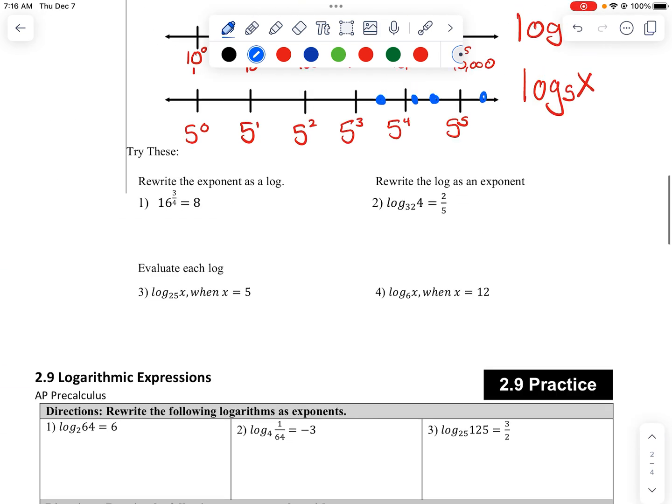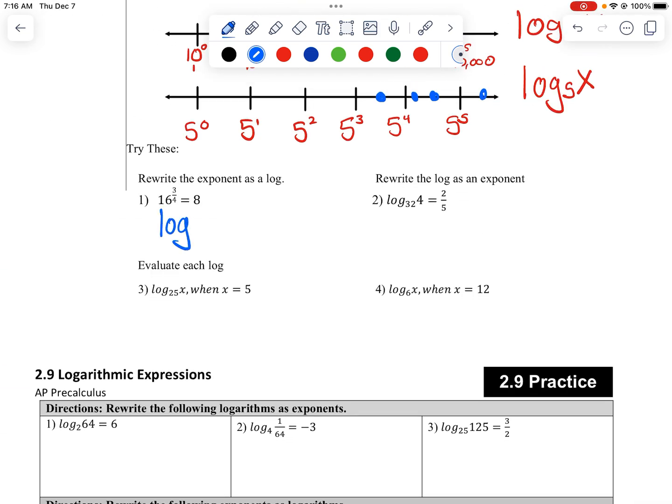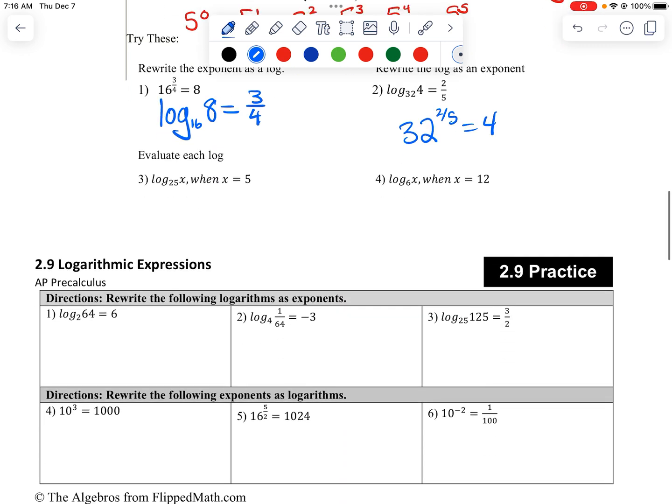So if we were to rewrite these as a log statement, this would be log base 16 of 8 equals 3/4. And this is our base, so 32 to the 2/5 equals 4. And evaluate this one. So let's see, log base 25 of 5 equals something. So 25 to the something equals 5. And again, that's the square root, right? So our something would be 1/2.